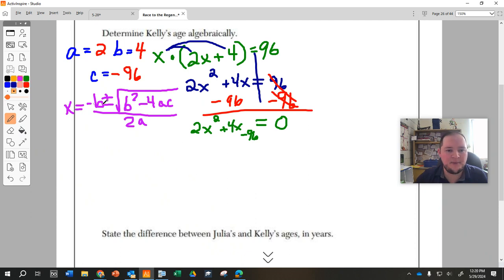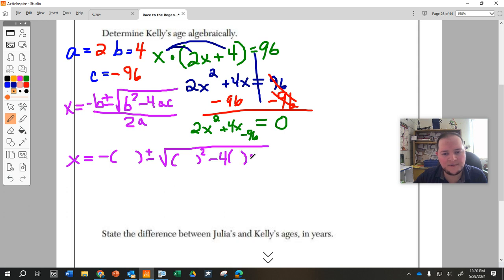Next step, we're going to fill in the formula. Everywhere I have an a, b, or c, I'm going to leave open parentheses like a shell. So x equals negative parenthesis plus my square root parentheses squared minus 4 couple of parentheses all over 2 parentheses. Literally it's the same thing. I swapped out a, b, and c with parentheses. All right, let's assemble it.